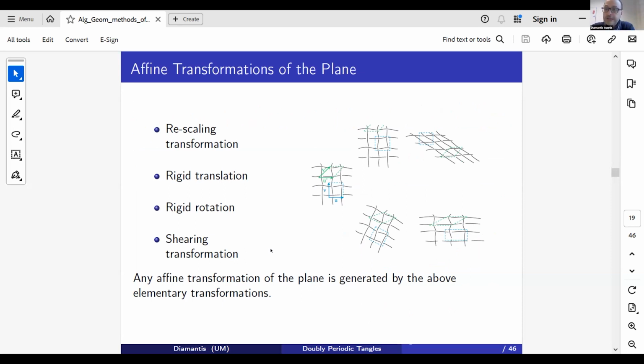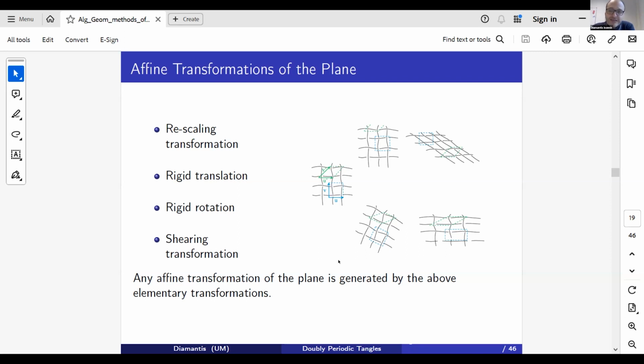We also include classical affine transformations of the plane: rescaling, rigid translation, rigid rotation, you can see here, and shearing transformation, right? And any other affine transformation is generated by these elementary transformations. So if we take the classical local motif isotopies, we also include surface isotopies and affine transformations of the plane. Do we have equivalence? The answer is no.